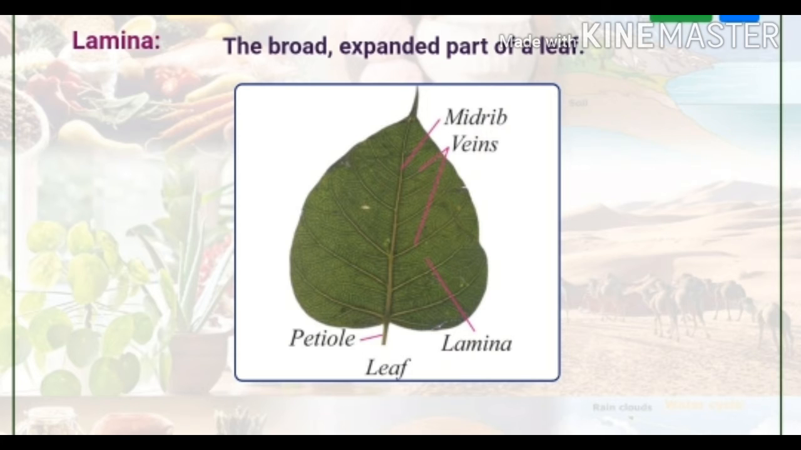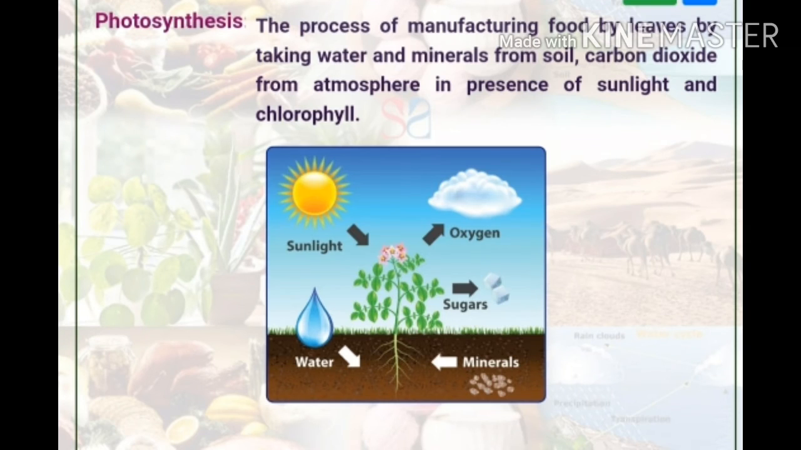Lamina. The broad expanded part of a leaf is known as lamina. You can see a pic of the leaf and the broad flat surface of the leaf. So this is called lamina. It is marked by the red line.